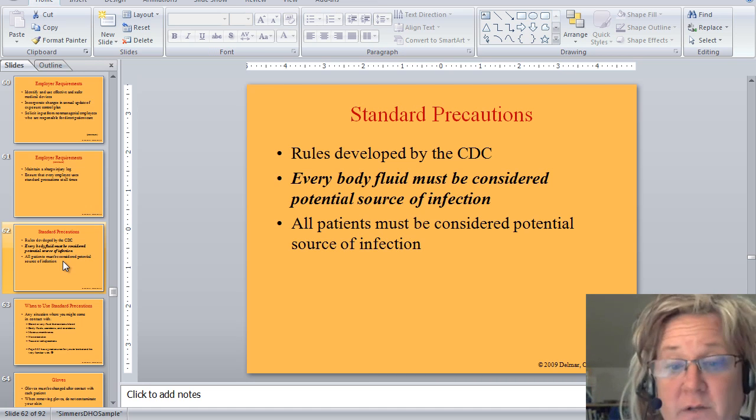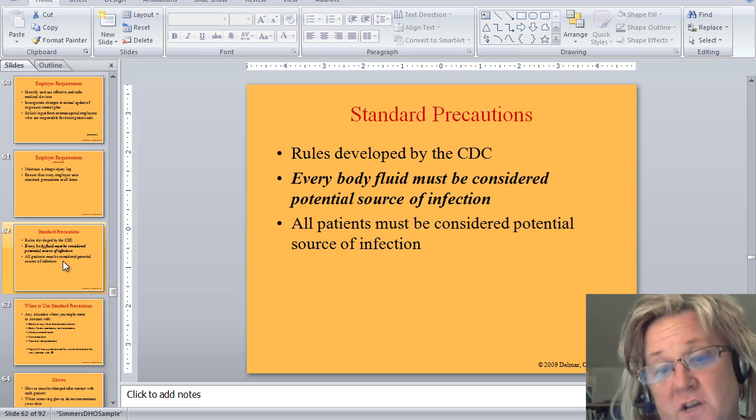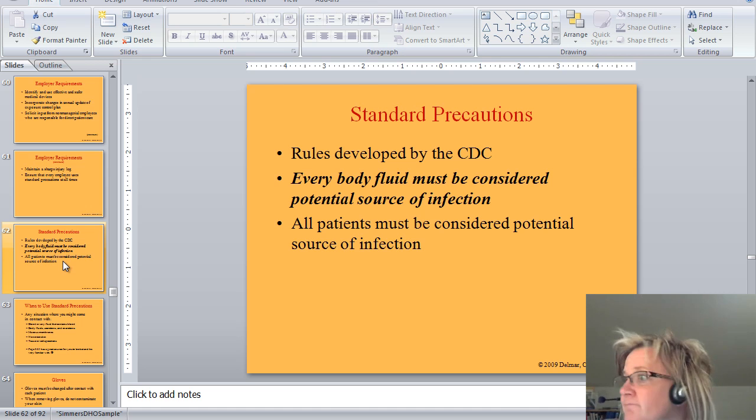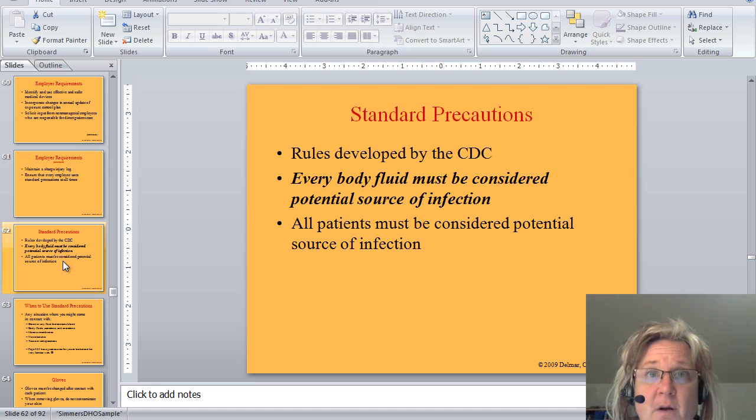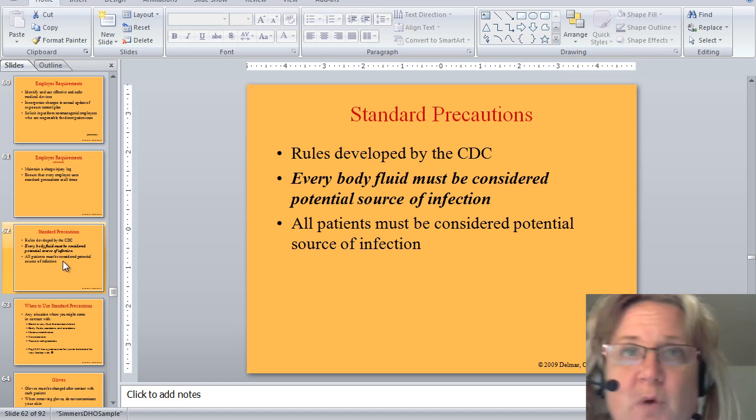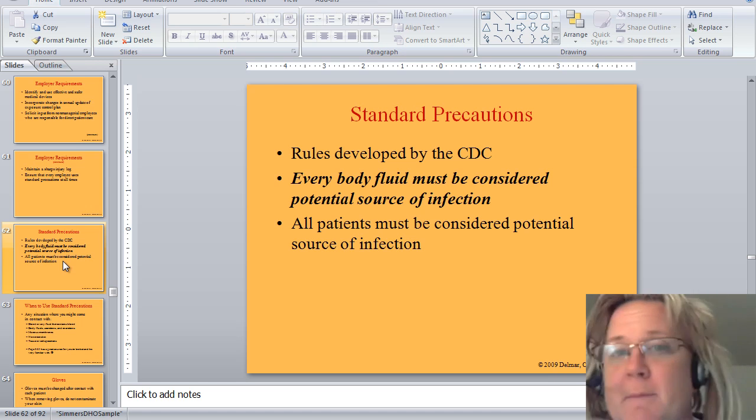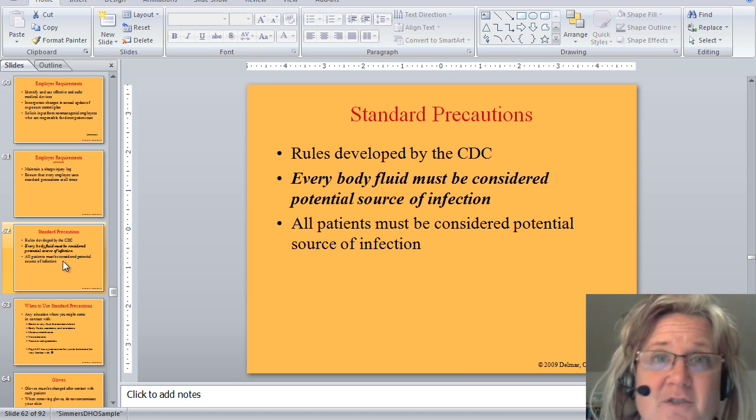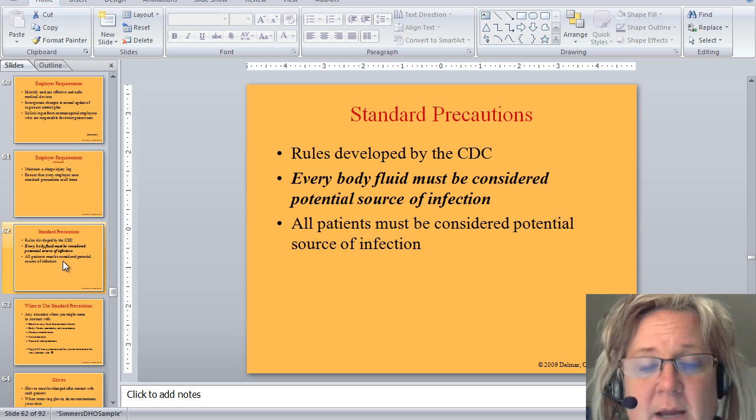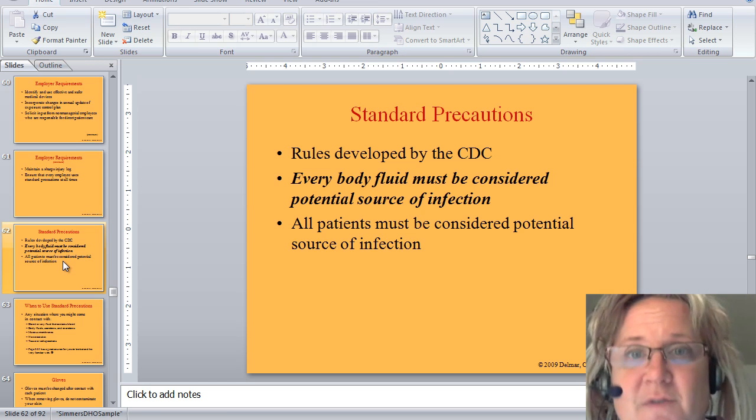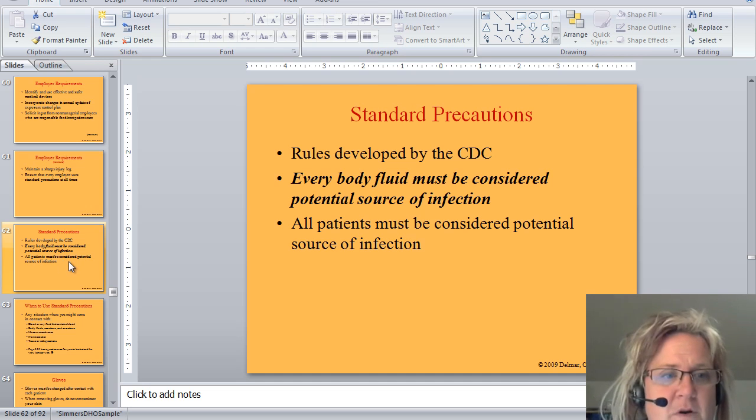Vaginal fluid, feces, urine, sputum, blood. I can't think of anything else. A wound that's oozing stuff. You're supposed to treat every body fluid as a potential source of infection. Okay? All patients need to be considered potential sources of infection. I've talked about this before.